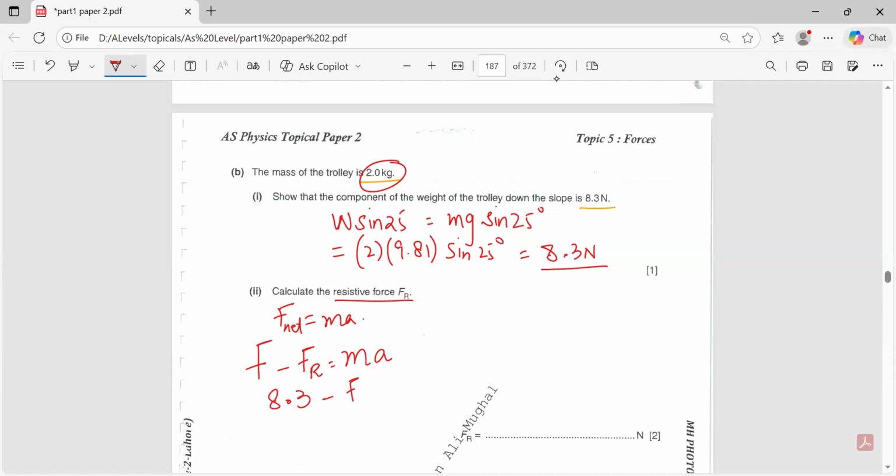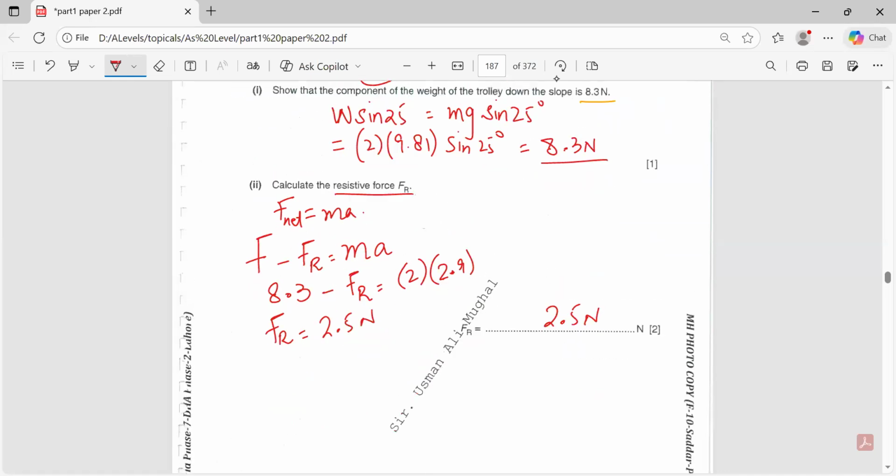What is the backward force? Fr. What is the mass? It is 2. And what is the acceleration? We just found the acceleration in the previous part, and that acceleration was 2.9. The approximate value of acceleration was taken as 2.9. So when we solve this for Fr, our Fr value will be near 2.5 newtons. So our resistive force is 2.5 newtons.